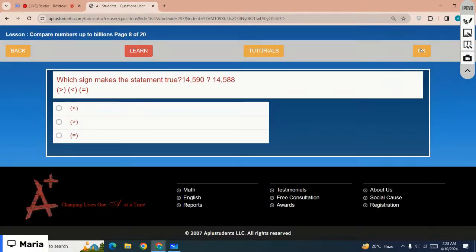Which sign makes the statement true? 14,590, and you have to compare it to 14,588. So, which is the correct option? 14,590 is greater than 14,588.